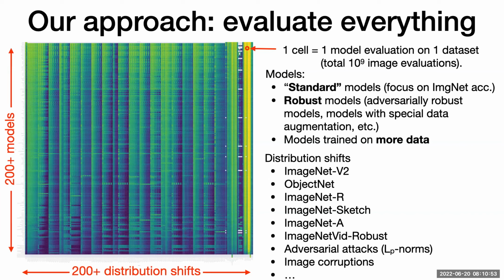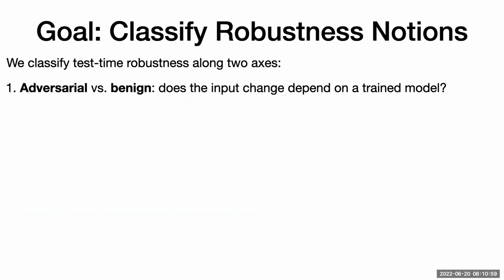And in order to structure this a little bit, for the talk today, we are going to classify these different robustness notions along two axes. The first axis is adversarial versus benign. What I mean by that is, does the distribution shift, does the input perturbation depend on the specific model that we are currently evaluating? Adversarial examples would be a prime example of an adversarial robustness notion here, because the perturbation depends a lot on the current model. And then something like just adding Gaussian noise would be a benign perturbation, because the Gaussian noise doesn't care about what the model is. So this is one axis, adversarial versus benign.